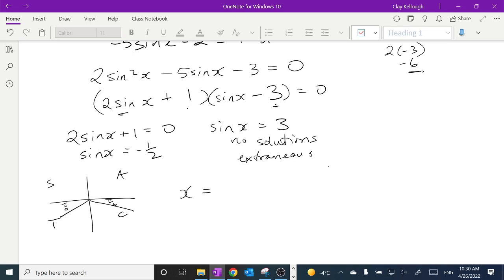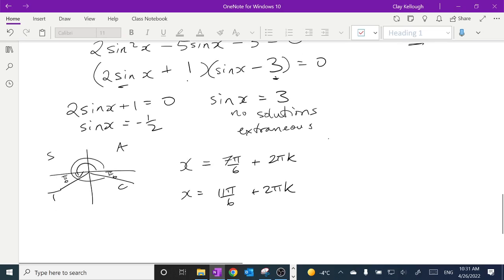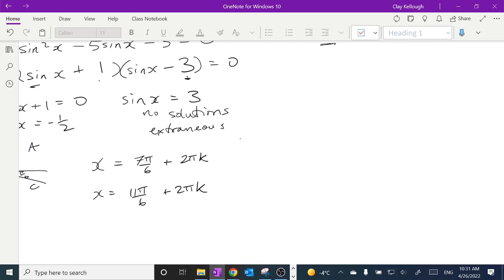x equals, from here to here, that's 7 pi by 6, right? Plus 2 pi k. And this one is 11 pi by 6. I think we've seen this one already today, haven't we? 11 pi by 6 plus 2 pi k. But let's do this in decimals like it says.